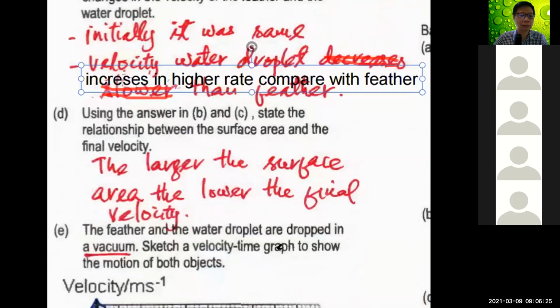Okay, last. The feather and the water droplet are now dropped in the vacuum. Sketch the velocity-time graph. Okay, how do you think? Just now the graph was not for falling in a vacuum. So now these two things, we release them in a vacuum, the water and also the feather. Release them in the vacuum now. How should the graph look?